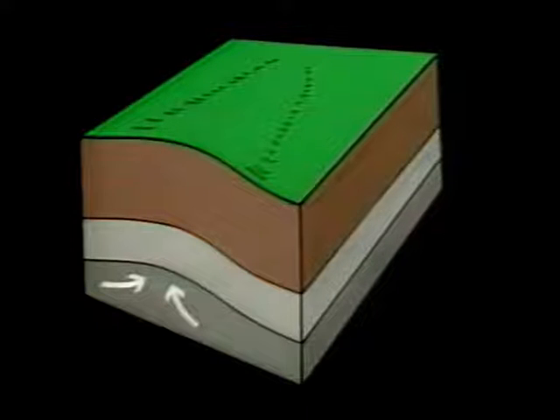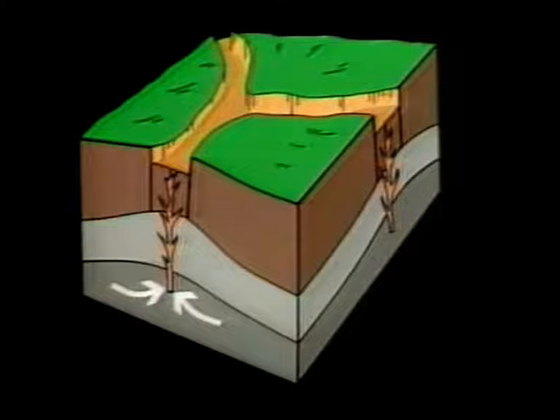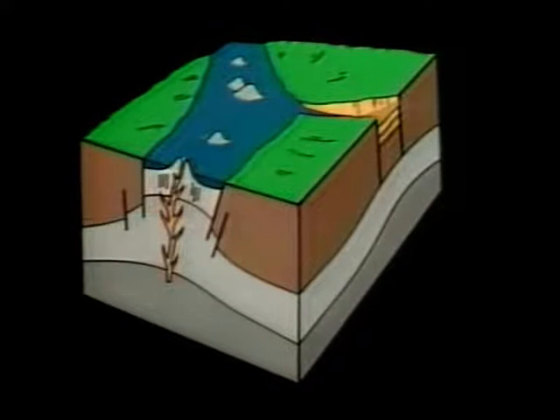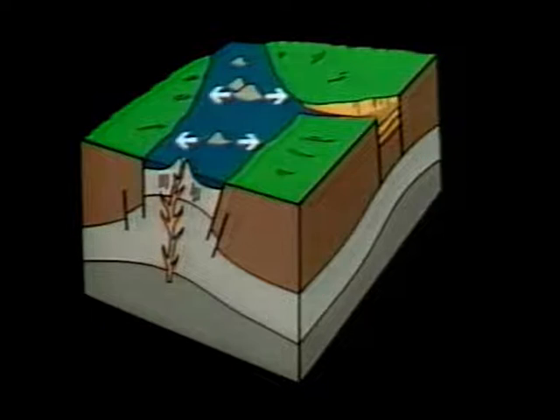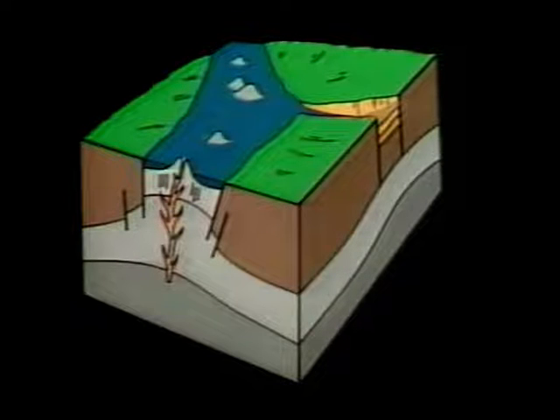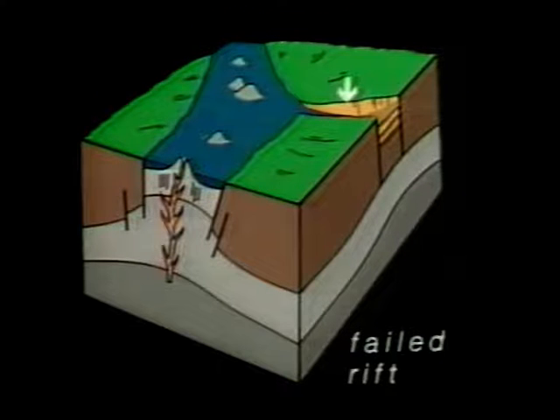Upwelling convection currents produce a dome-like bulge in the crust. When forces become too great, this bulge rifts in a radial pattern, usually with 3 branches. As plate separation takes place, only 2 arms of the rift actually continue to spread to become an ocean basin. The 3rd arm stops opening and becomes a failed rift.